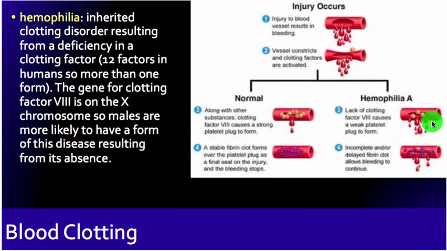But if we have hemophilia, what's going to happen is that we're going to lack a particular clotting factor, in this case clotting factor 8, and we're going to have only a weak platelet plug forming. We are basically going to not stop the bleeding here with the platelet plug, and we're going to slowly or incompletely form the fibrin component of the clot, and that is we're going to continue to leak blood from this damaged vessel at a point in time where a normal person would have healed this.